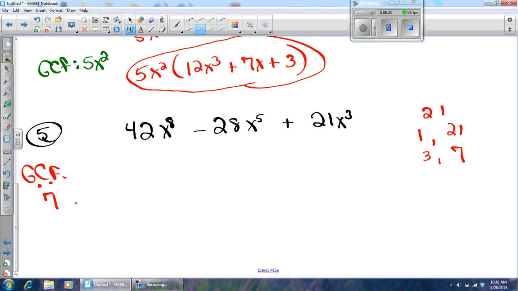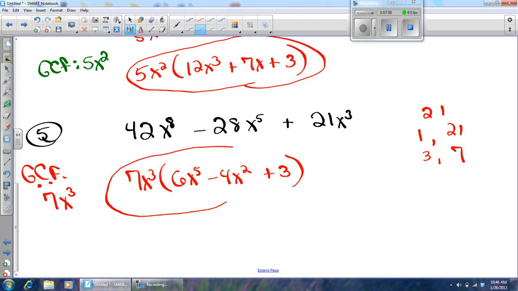Of the x's, it looks like x cubed is going to be common to all of them. So my answer will be 7x cubed, and I'll divide each term by 7x cubed. So I'm going to get a 6x to the 5th, a minus 4x squared, and a plus 3. And there you go. That is factored using the GCF method. It's pretty easy stuff, especially if you know your factors, multiplication tables. If you don't, you can go ahead and review them because it'll certainly help you with what we're going to be doing.